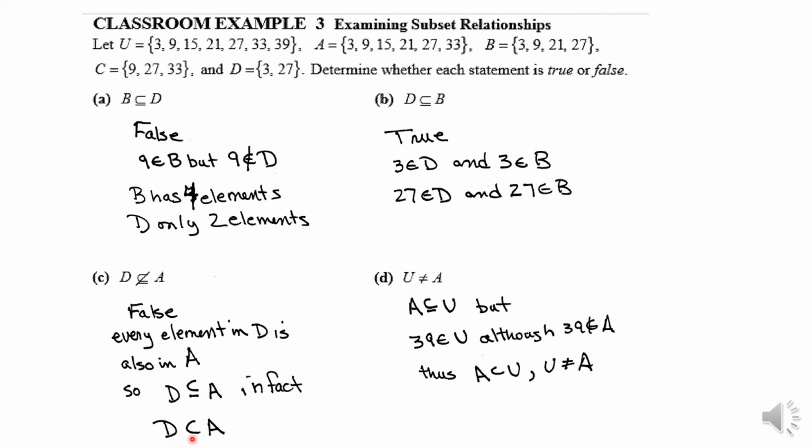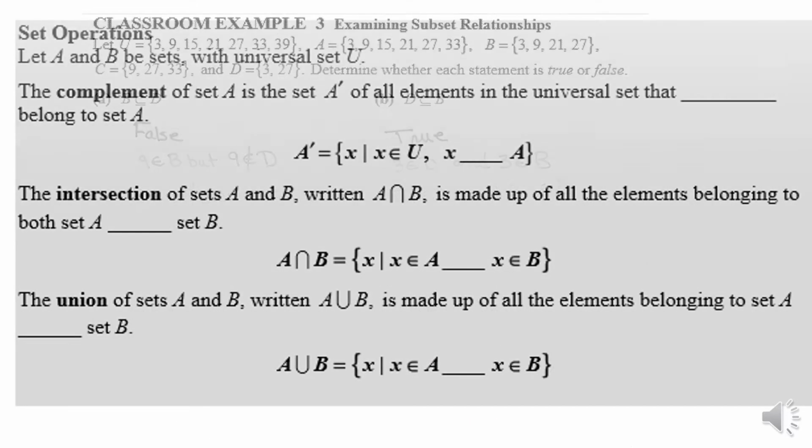In fact, D is what we call a proper subset of A. So both of those are false. Both of these are true. D is a subset of B because you can see that every element in D is also in B, and A does not equal the universal set, but A is contained in the universal set, but there's an element, namely 39, in the universal set that's not in A, so A is actually a proper subset.